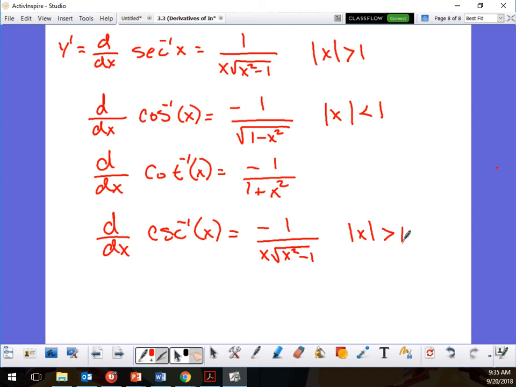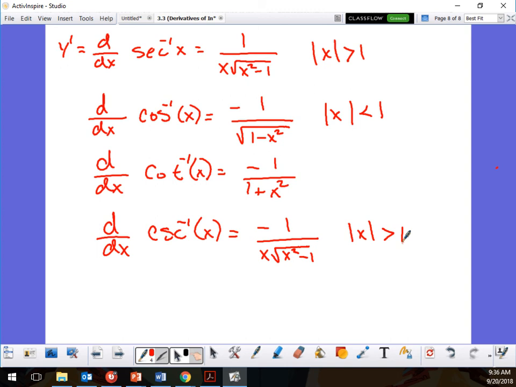Same thing for the second one right here for cosine. So the absolute value of x has to be less than 1, because if it's more than 1, then I'm going to end up with a negative inside my radical. And for this last one, cosecant, absolute value of x greater than 1, again with the restrictions on my domain here.